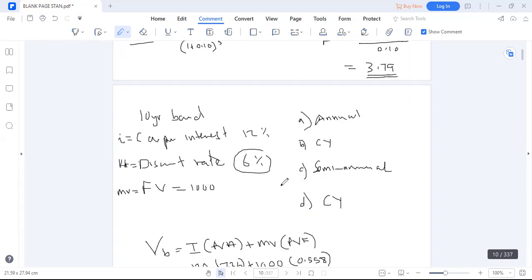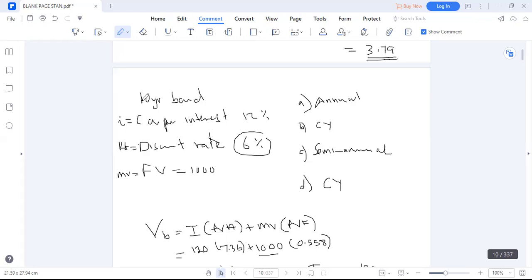Then we looked at another example. The same indicators. We have a 10-year bond. The coupon interest is 12%. The discount rate is 6%. And the face value is 1,000.